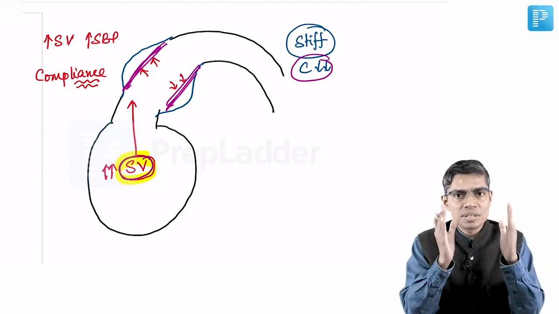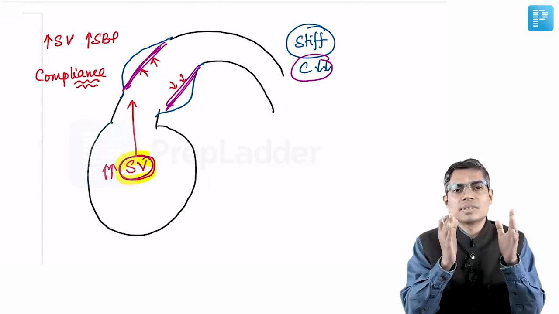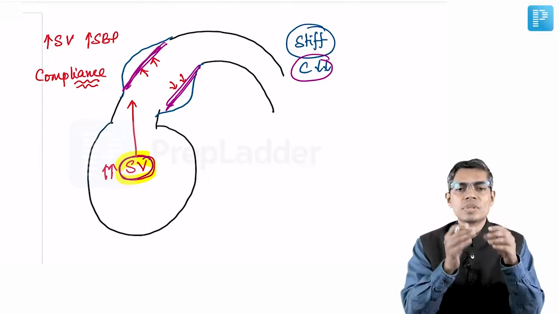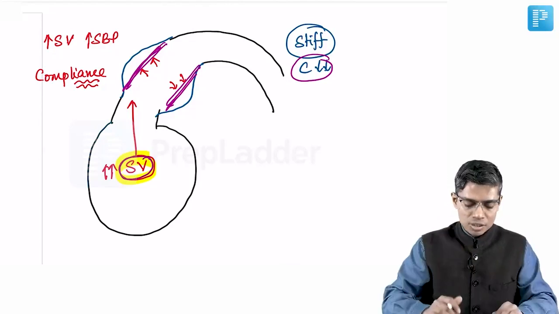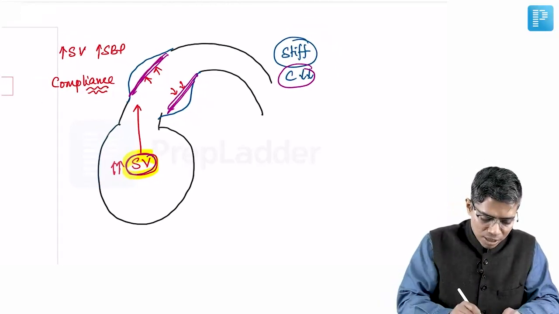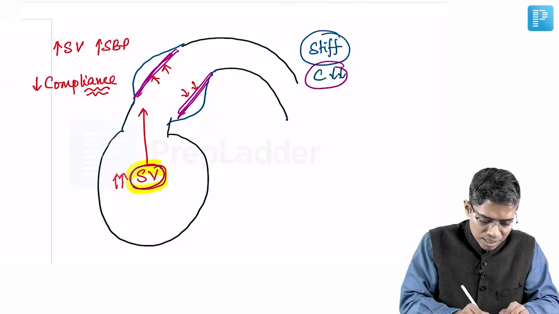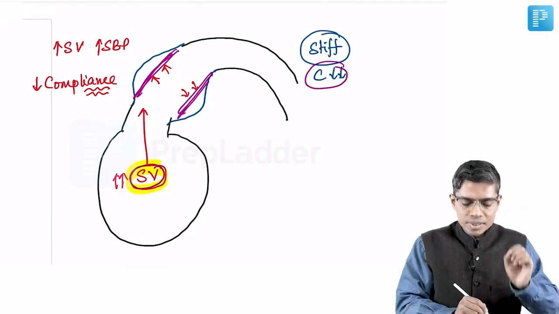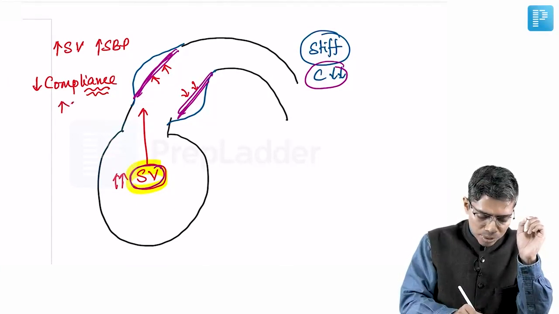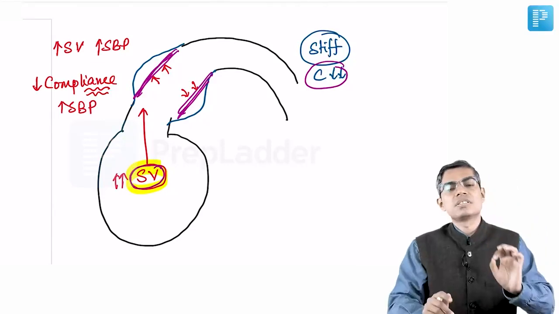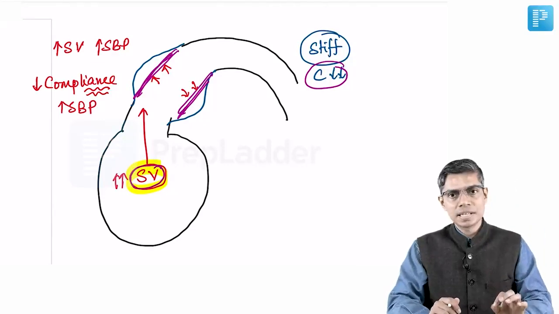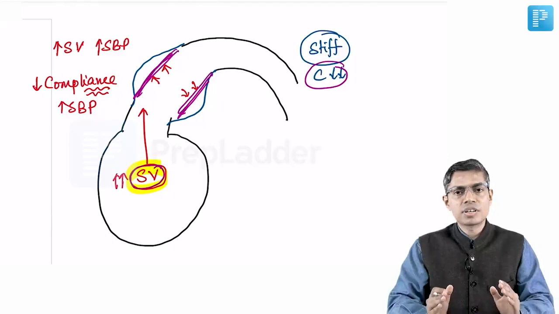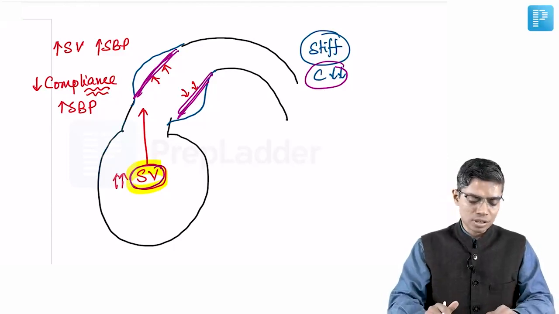That means the stiffer the vessel wall, the harder the vessel wall, the same amount of stroke volume is going to exert more pressure. That's why I told you that systolic blood pressure and compliance, the relationship is inverse. The lesser the compliance, the more will be the systolic blood pressure. This is very important. I will give you one clinical example just after this, but first try to understand the different determinants of this systolic blood pressure.